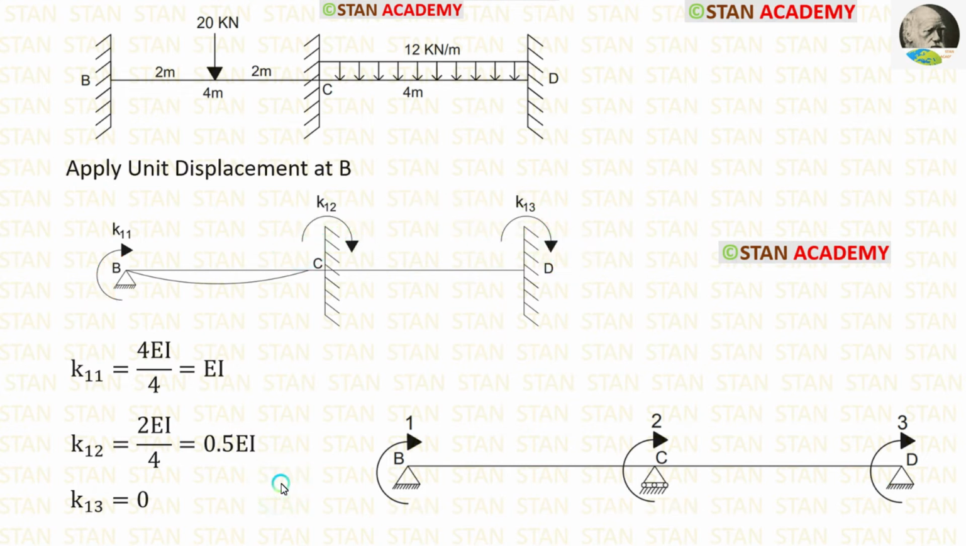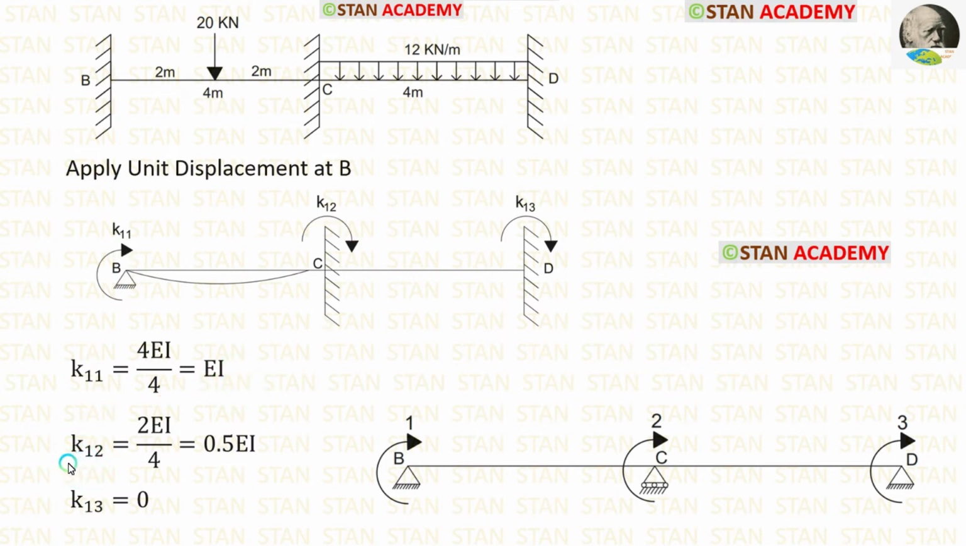Now let us calculate the stiffness values. The stiffness values should be calculated in the order, first from the first coordinate, then from the second coordinate, then from the third coordinate. Now let us calculate K11. For that, from the point B, we have to look on both the sides. On the left side there is nothing. On the right side there is a fixed support. If the far end is fixed, the formula for stiffness is 4EI upon L. Length of BC is 4 meter. Let us apply that. Finally, we are getting EI.